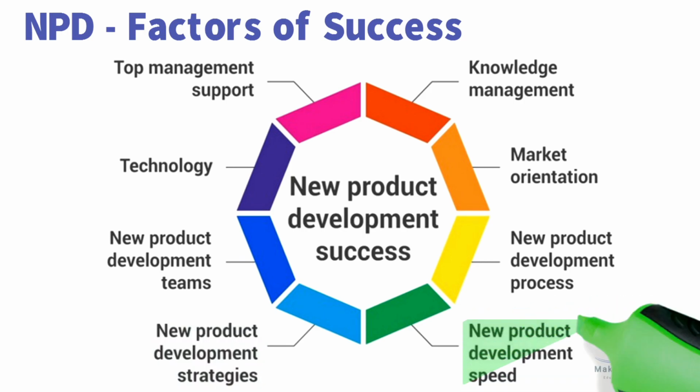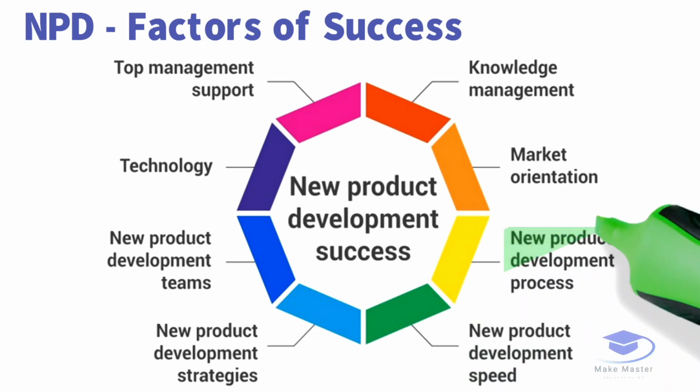The next one is new product development speed. You should have the project plan, start date and end date, and the product development should be done within the set period. The next one is new product development processes. An organization which develops products should have a set of processes, which is the new product development processes. These are gated processes, and everybody should be aware of them. The processes are periodically reviewed and changed according to customer requirements.